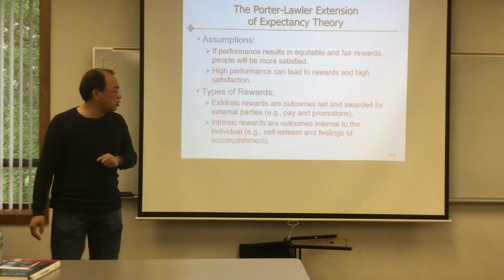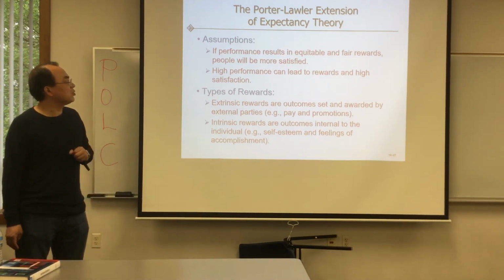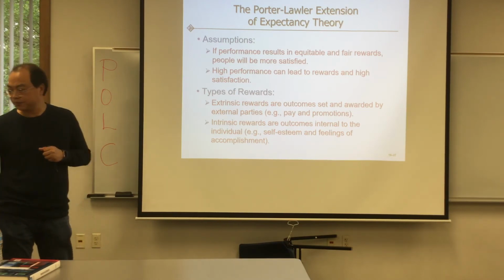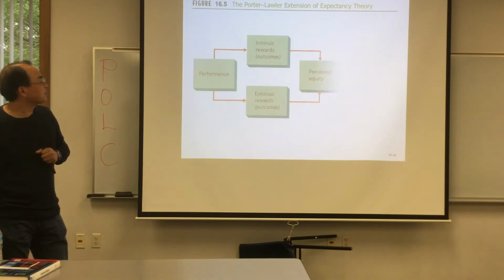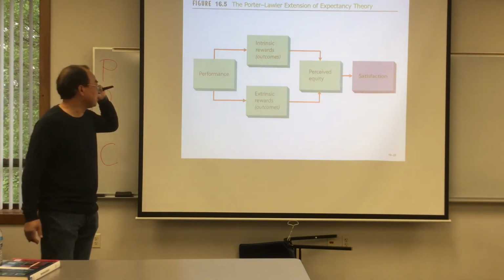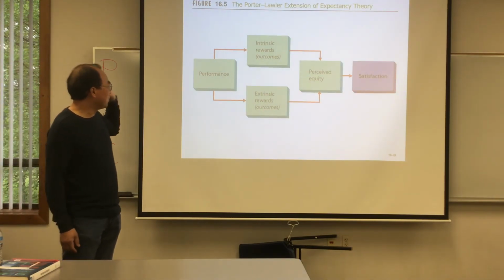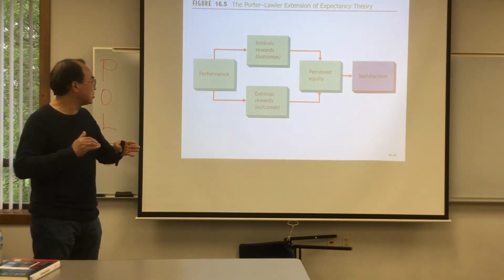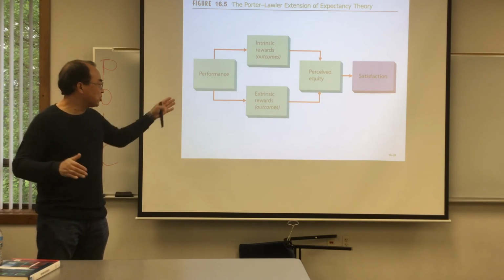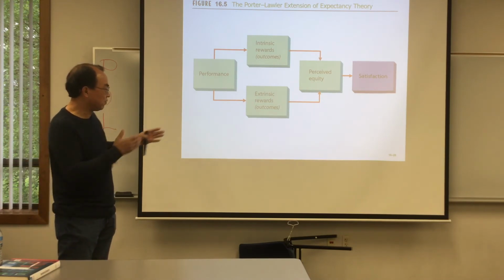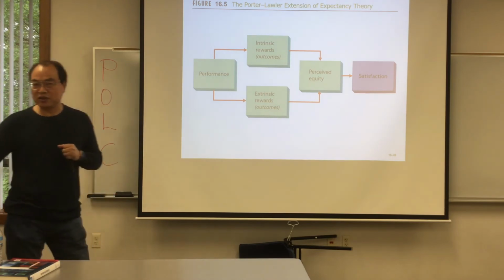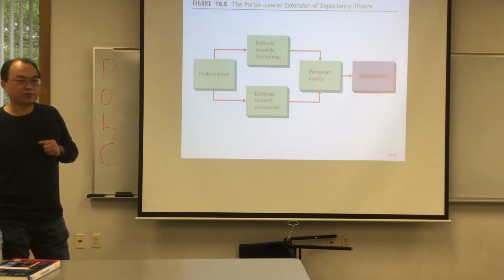Okay, so you see that. These types of rewards are part of a theory extended by two scholars, Porter and Lawler. That's the theory here. So they do the performance. Of course, there are two types of rewards: intrinsic and extrinsic. And then they perceive the equity there, and they're satisfied. When people are satisfied, they're going to help others, through either intrinsic rewards or extrinsic rewards.